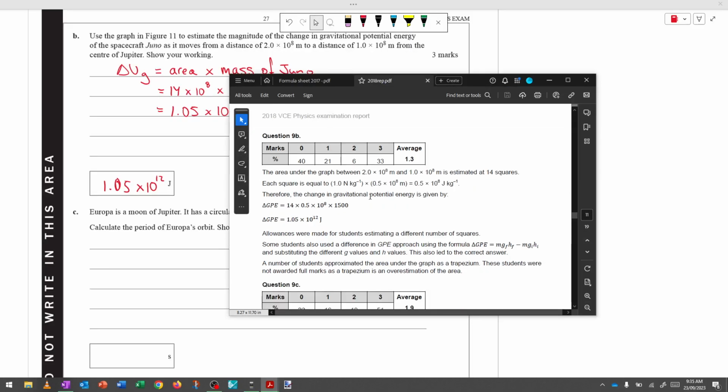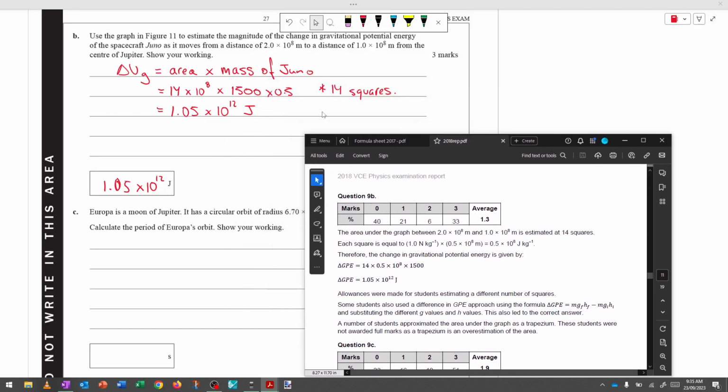So we've got the area under the graph between 2 times 10 to the 8 and 1 times 10 to the 8, estimated around 14 squares. Each square is equal to, so that's the times half that we did here, times 0.5 times 10 to the 8 times 1. And then, multiply that all by 14 and then times the mass of Juno. And you've got the same answer.